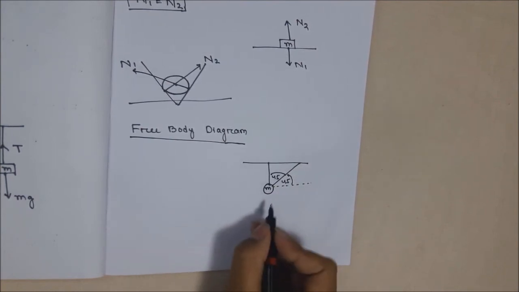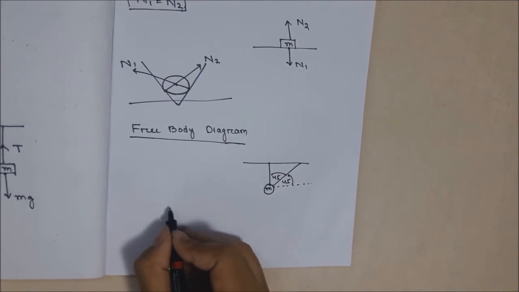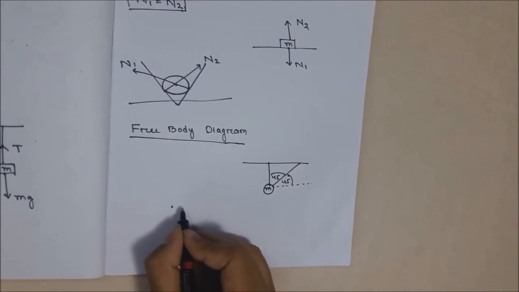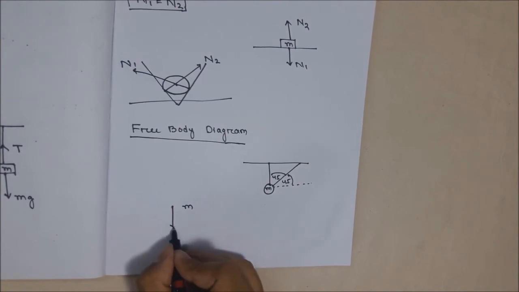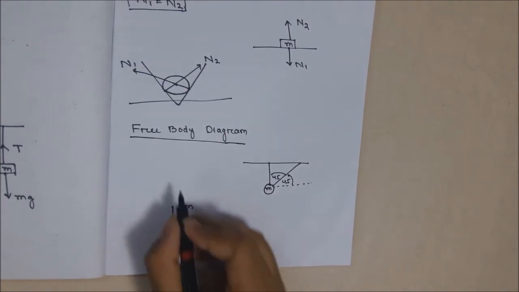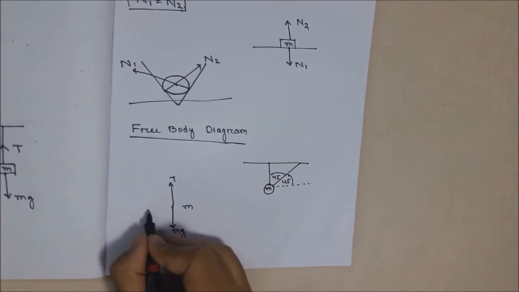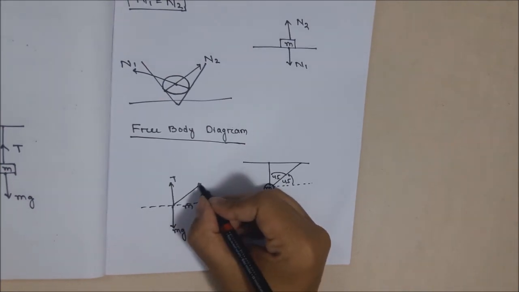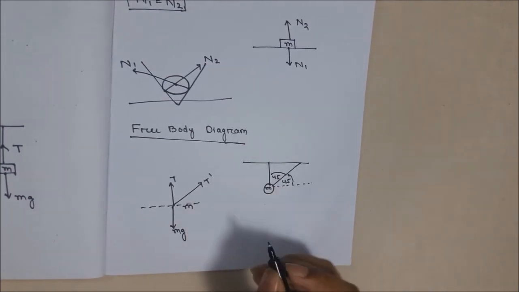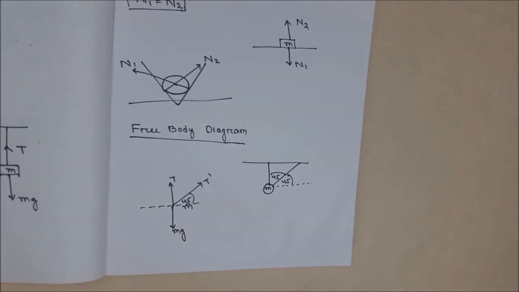So if we resolve this diagram, you can see this is the point M. The forces acting on it are the mg force, one tension force T, and another tension force T dash at 45 degree angle.